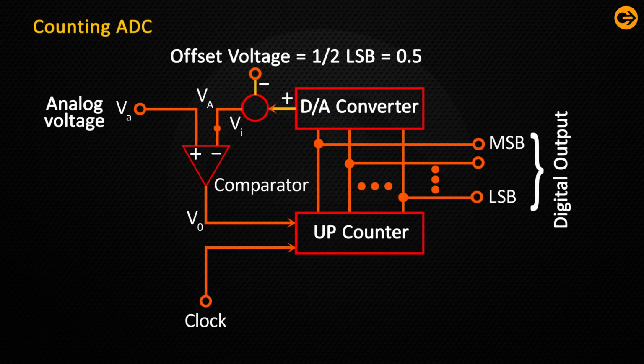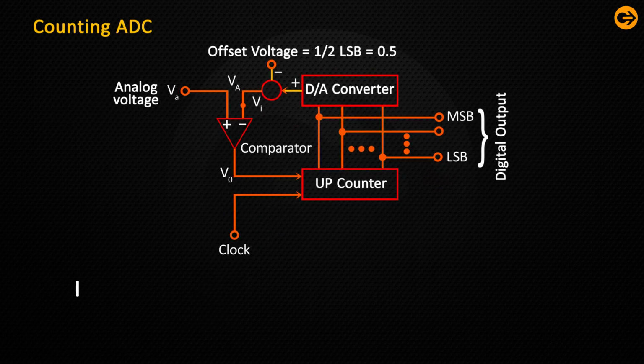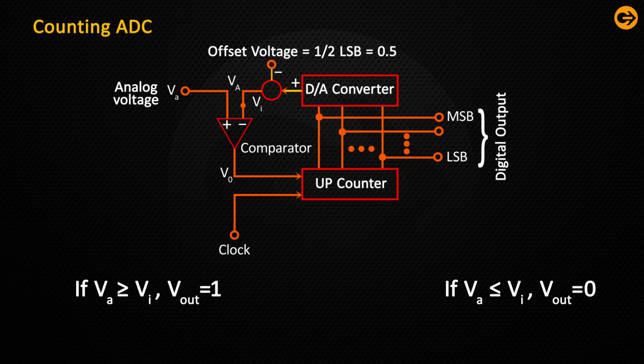Counting ADC. The successive approximation ADC can be converted to a counting ADC. This can be done by replacing the programmer with an up counter with a clear input, which must be clocked. The output voltage of a DAC is compared with the analog input voltage. If VA is greater than or equal to VI, Vout is equal to 1. If VA is less than or equal to VI, Vout is equal to 0.